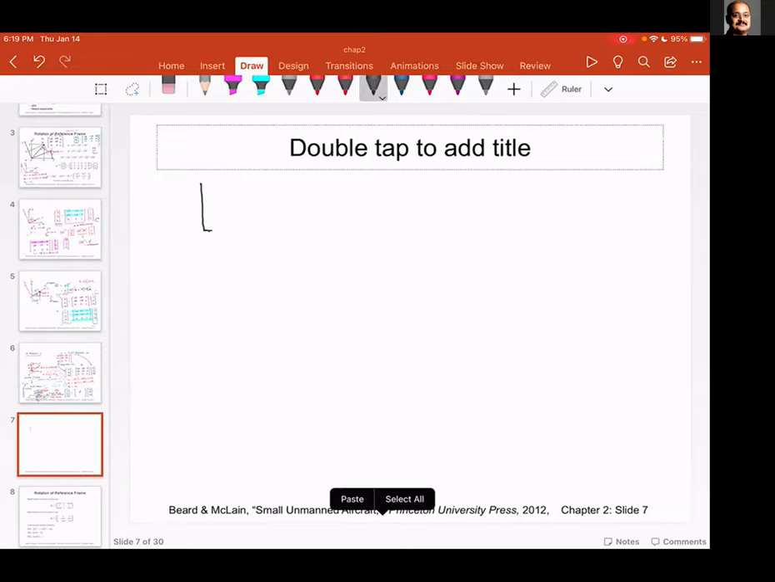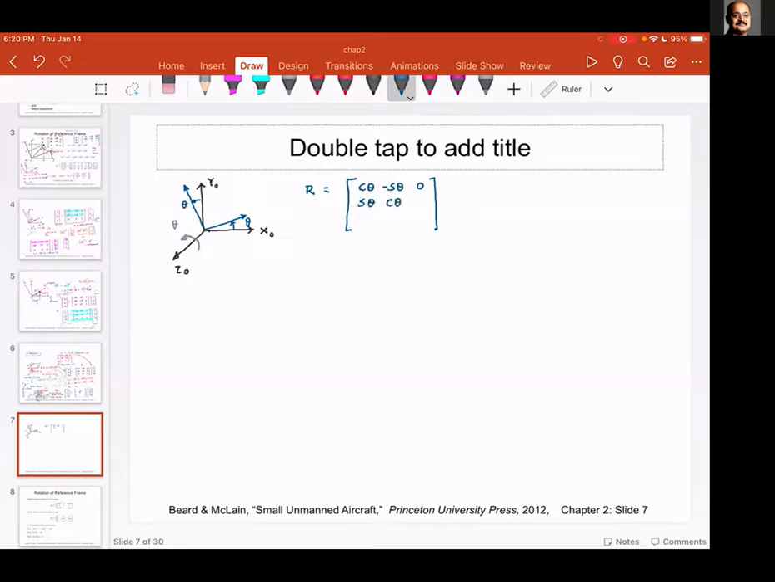So you have X, Y, Z. So this is X naught, this is Y naught, this is Z naught. And what I'm going to do is have a positive rotation, theta, about X naught, that will cause these two vectors to go something like this. The rotation transformation matrix for this is cosine theta, minus sine theta, 0; sine theta, cosine theta, 0; 0, 0, 1.